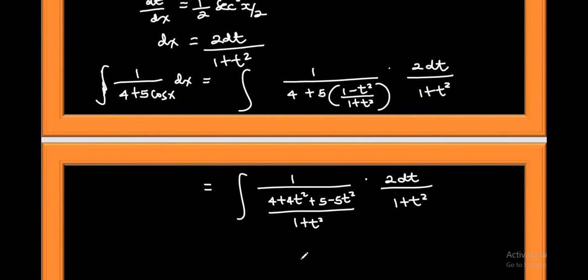From that point, we can now say, taking the reciprocal, of course, because you're getting 1 divided by this fraction, it's as good as multiplying by the reciprocal, and therefore I can say that this is the integral of 1 plus t squared divided by, when you get 4 and 5, that gives you a 9 when you add them together.